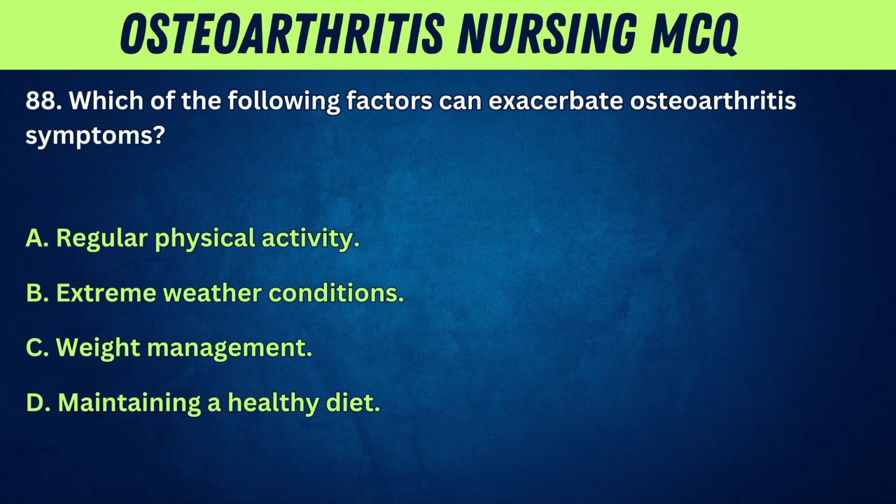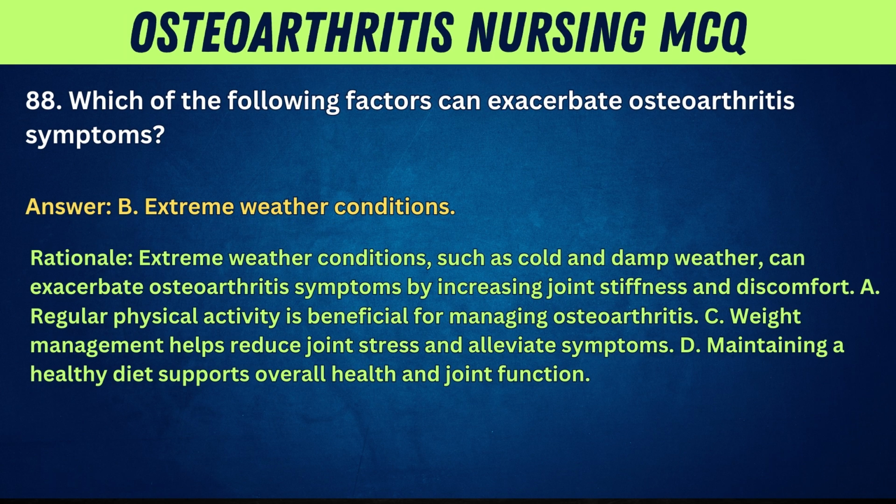88. Which of the following factors can exacerbate osteoarthritis symptoms? A. Regular physical activity. B. Extreme weather conditions. C. Weight management. D. Maintaining a healthy diet. Answer: B. Extreme weather conditions. Rationale: extreme weather conditions, such as cold and damp weather, can exacerbate osteoarthritis symptoms by increasing joint stiffness and discomfort.